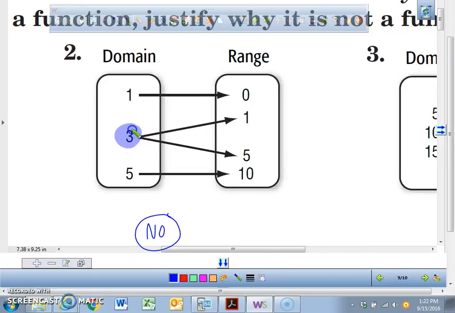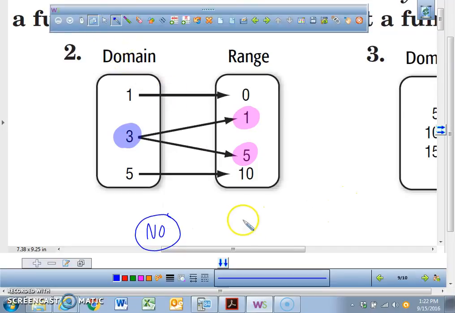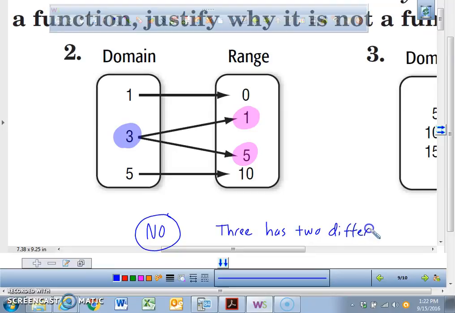Say it again. Say it louder. The input of 3 has more than one. What do we call these? We can call these y values, right? So this x value is now leading to two different outputs, all right? And how many outputs are you allowed to have? 1, not 2 for the same input. All right, so we're going to justify this, all right? Jordan said 3 has 2 different outputs.